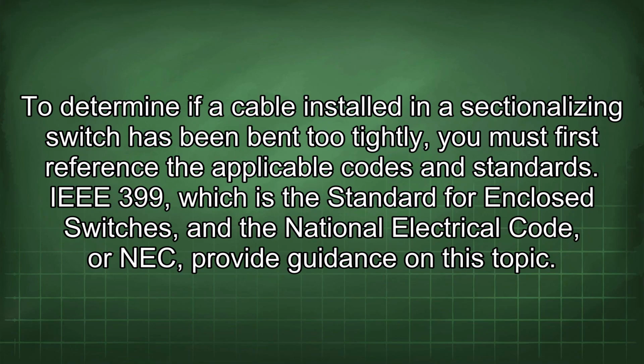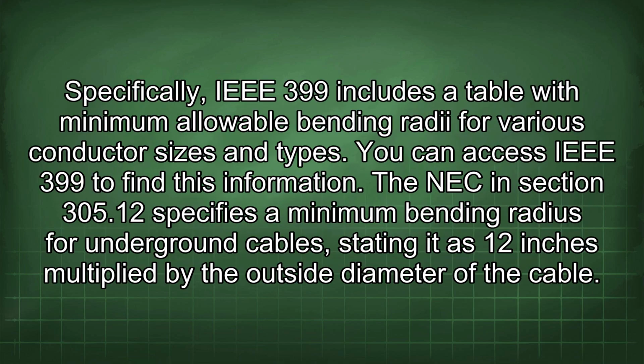To determine if a cable installed in a sectionalizing switch has been bent too tightly, you must first reference the applicable codes and standards. IEEE 399, which is the standard for enclosed switches, and the National Electrical Code, or NEC, provide guidance on this topic. Specifically, IEEE 399 includes a table with minimum allowable bending radii for various conductor sizes and types. You can access IEEE 399 to find this information.